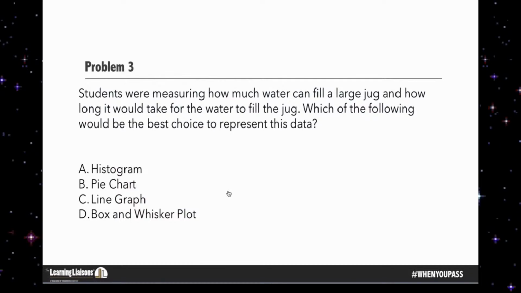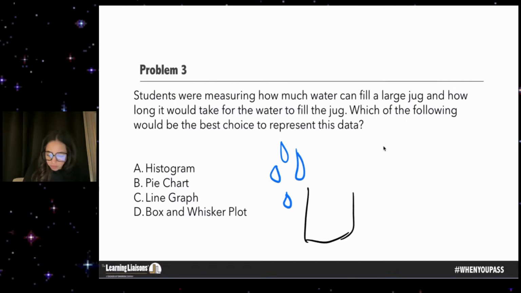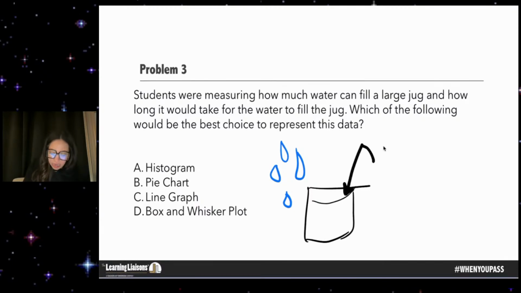Students were measuring how much water can fill a large jug and how long it would take for the water to fill the jug. Which of the following would be the best choice to represent this data? All right, so students are measuring how much water can fill a jug. So here's my water. And here's my jug. And we're just going to make it a bucket, all right? And we're measuring how much can go in and how long it's going to take to fill the jug.